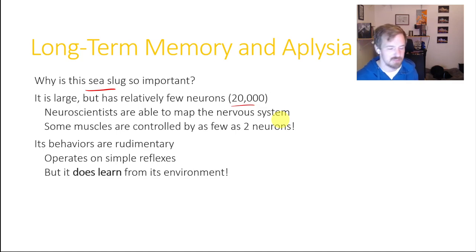70 million or 70 billion? Now I'm freaking myself out. Let me check. How many neurons in the human brain?